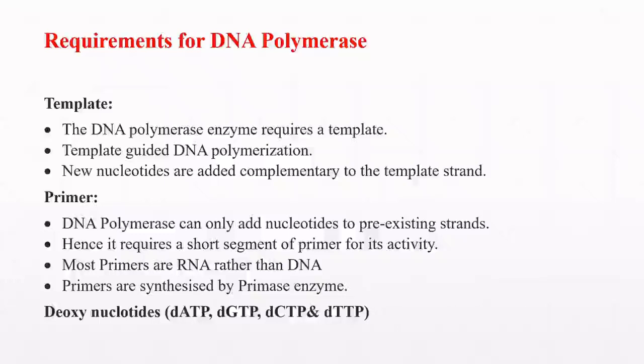And this DNA polymerase also requires a primer. Primer is a short segment of RNA or DNA, which is elongated by this DNA polymerase enzyme. The requirement of primer is very essential because DNA polymerase cannot initiate DNA synthesis by itself. Hence, it requires a pre-existing strand that is synthesized by primase enzyme. Primase enzyme synthesizes a short segment of a primer, which is RNA rather than DNA.